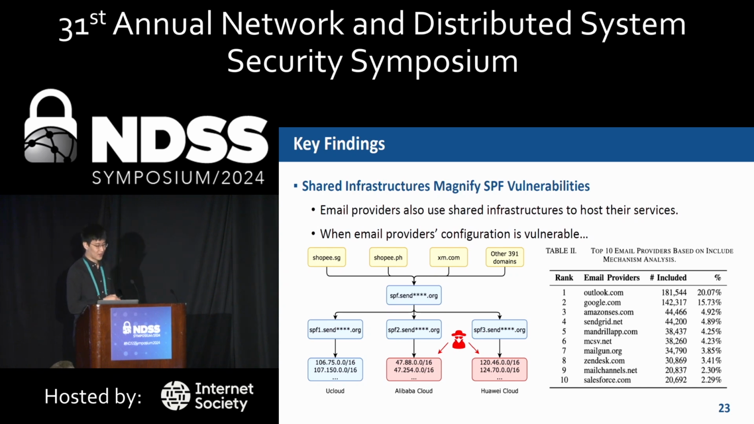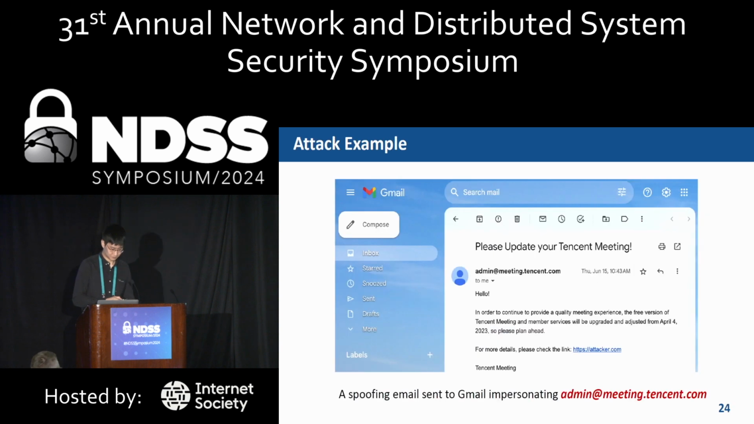For example, we found a misconfiguration from an email provider. Their SPF records contained a large number of IP ranges from cloud services like Alibaba Cloud that don't belong to them. So attackers can easily obtain the corresponding IP addresses from Alibaba Cloud services and send spoofing emails. That means all clients of these email providers are vulnerable to the BreakSPF attack.